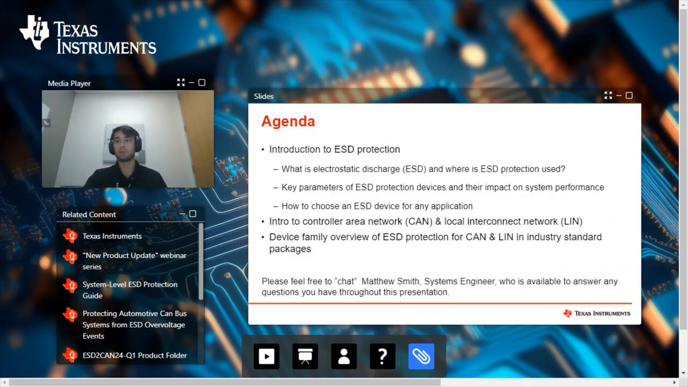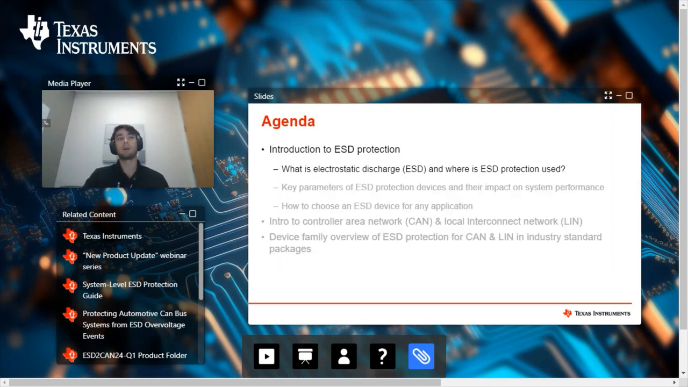So moving on to the agenda, I'm going to give a brief introduction to ESD protection and what ESD is and where ESD protection is used, along with the key parameters of ESD protection devices and their impact on system performance. And then I'll briefly go over how to choose an ESD device for any application. After that, we'll do a little intro to controller area network CAN and local interconnect network LIN. And then I'll give a device family overview of our ESD protection solutions for CAN and LIN and industry standard packages.